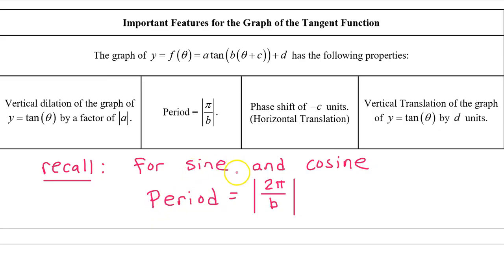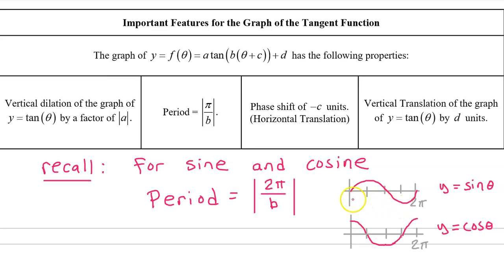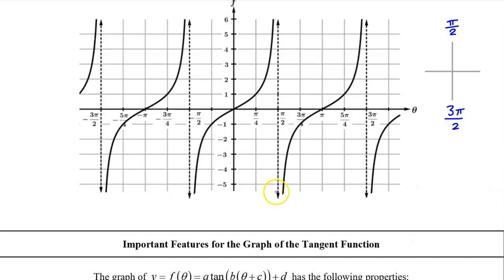Recall that for any sine or cosine function, the period was always given by 2 pi divided by b. But that was because the period of each parent function was 2 pi. So the period of a transformed function was the original period divided by the b value. However, you can think of the period of a tangent function as the horizontal distance between one asymptote and the next asymptote. For example, the distance between pi over 2 and 3 pi over 2 is pi radians. So that's the period of the parent function.